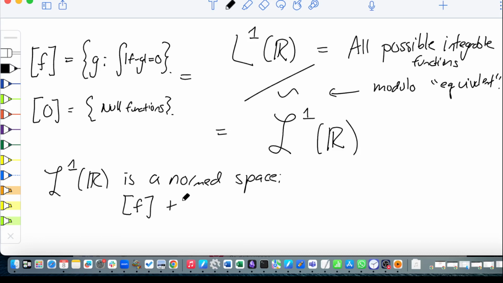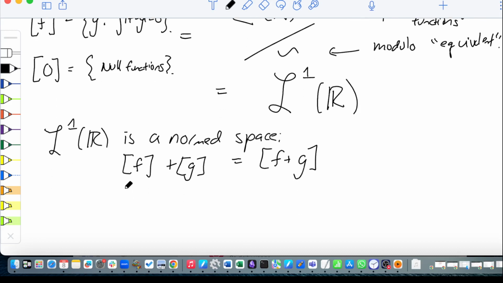If you want to add up two equivalence classes, so somebody tells you, I want to know what is the plus of this equivalence class plus that equivalence class. Well, you just take the equivalence class of f plus g. That's exactly like the even numbers and the odd numbers, right? If someone says add the even numbers and the odd numbers, then you take some representative from the even numbers, some representative of the odd numbers, add them together, and then take that class. Similarly, if you multiply by a scalar, same deal.